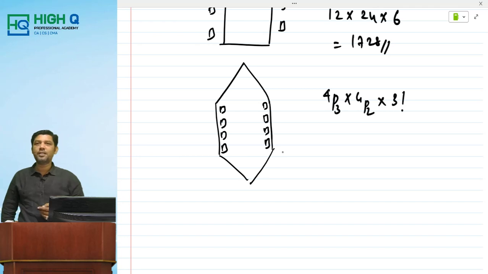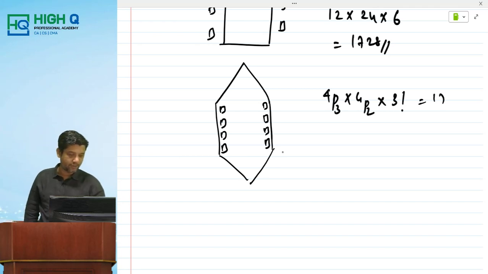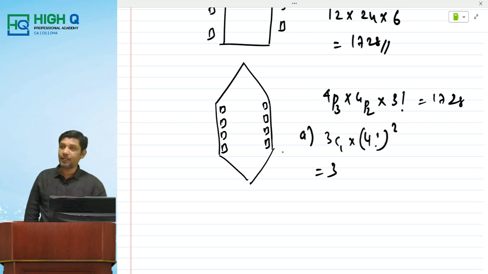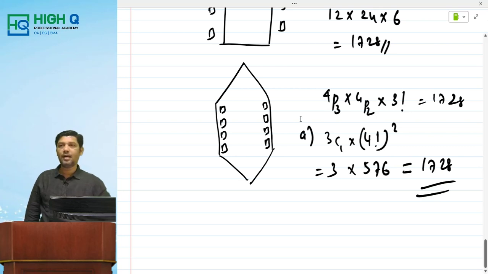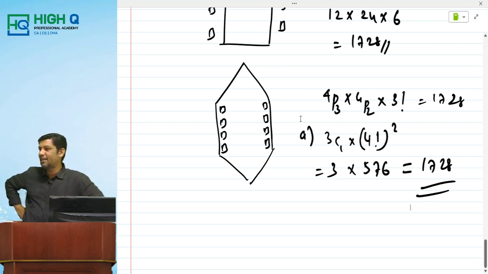But this option is not there, sir. Fine, what is it? 1728. Sir, even this option is not there. What is option A? 3C1 into... 3C1 is 3. 4 factorial is 24. 24 squared is 576. 3 into 576 is what? Over. Is it the answer, my dear? That's it. Is it clear, all of you?